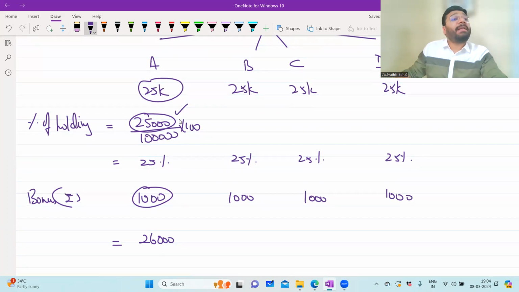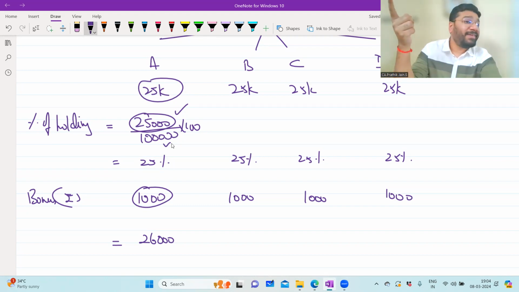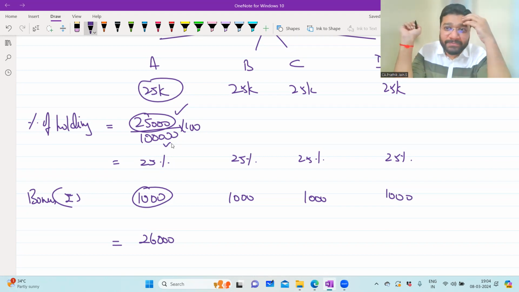When the individual capital increases, will the total capital increase or will it be same 1 lakh? Increase or no change? Fast. You cannot take so much time. Increase, no change, increase. Online people, increase or no increase? No change. Increase. Increase, sir.